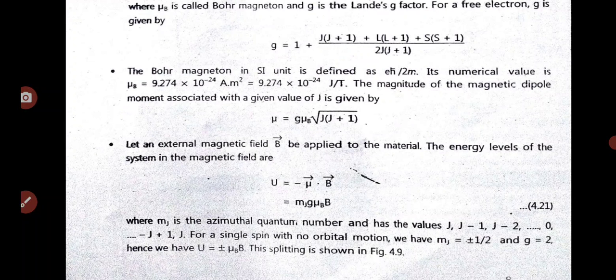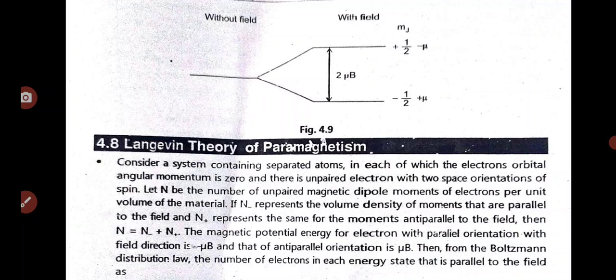Hence we have the potential in the magnetic field as U equal to plus or minus mu B into B, and this splits into two lines, a phenomenon that does not occur without applying the field. The spin angular momentum values are plus or minus half. The upper spin is the up state, which is plus half, and the down state is minus half, and the orientations correspond to minus mu and plus mu.